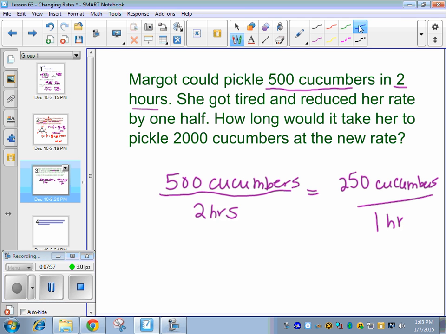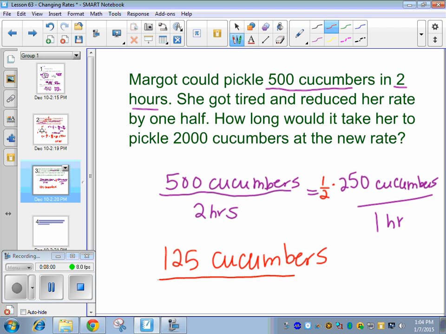Okay, she got tired and reduced her rate by 1/2. Who knows what to do now for reducing the rate by 1/2? Autumn, what do you think? Dividing the numerator by 2. Yeah, if we're reducing by 1/2, we're really just multiplying the top by 1/2 or dividing it by 2. We're doing half the amount. So half of 250 is 125 cucumbers per hour.